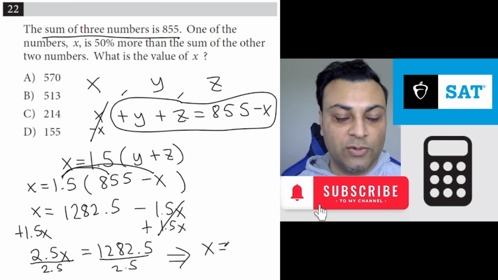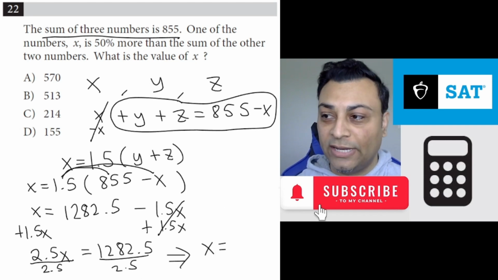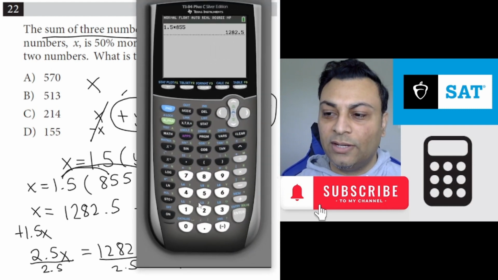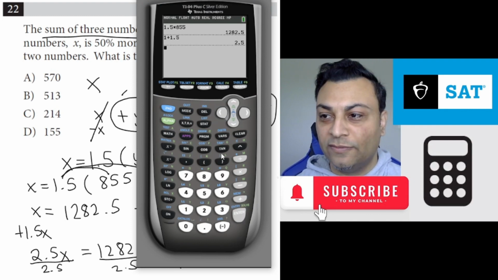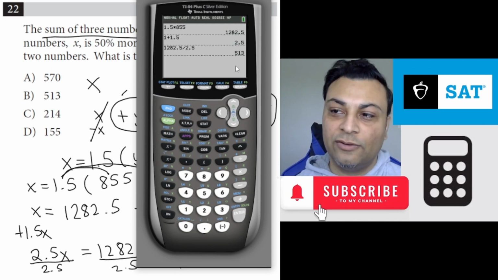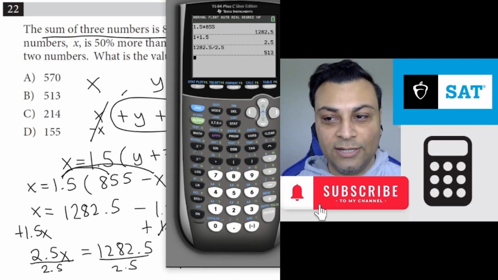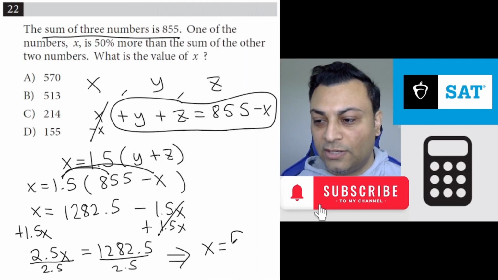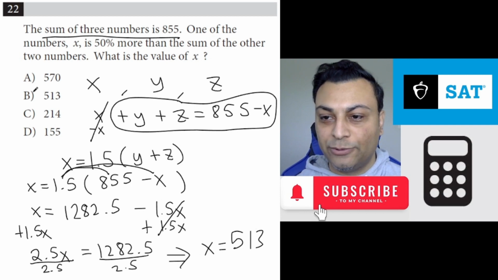Finally, we divide each side by 2.5, and this will give you the value of x. Let's go ahead and divide that number, 1282 and a half, which we have in the calculator. By the way, let's first add 1 plus 1.5 from the earlier step, which is 2.5. And I would like to take this number, 1282 and a half, divide by that number, 2.5. This will give you the value of x as 513, which is option B.